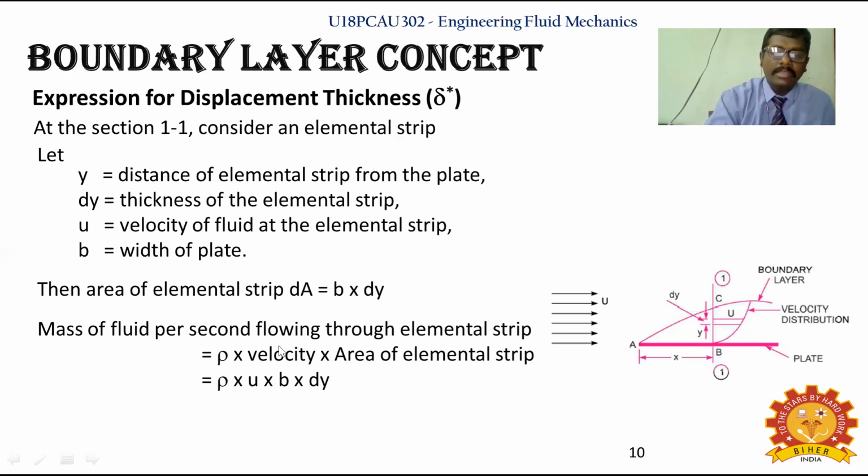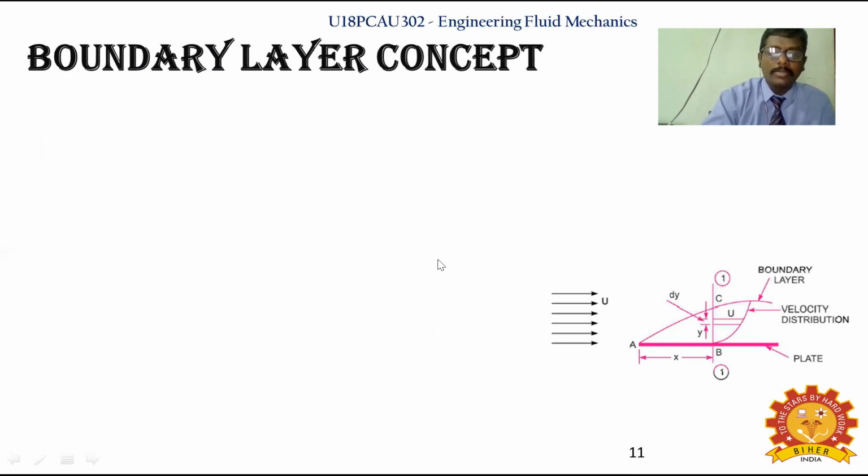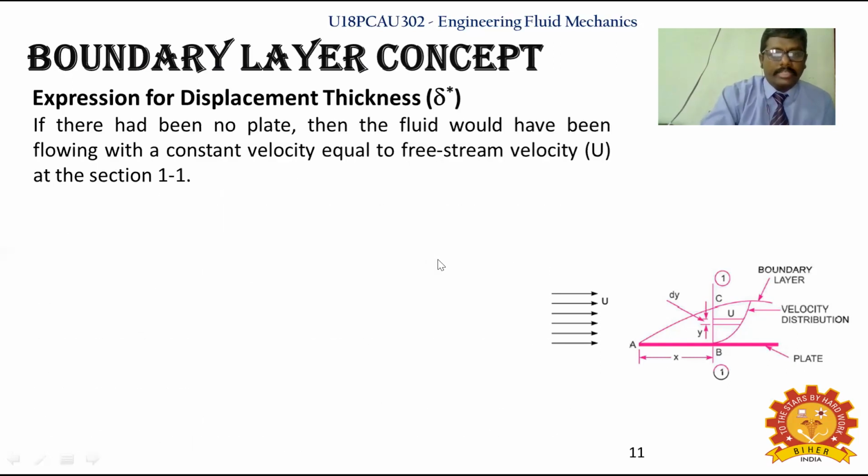The velocity, as we already said, is u, and the area of the elemental strip is b into dy. So we write it as rho into u into b into dy. We keep this as equation 1, because our aim is to identify the displacement thickness.